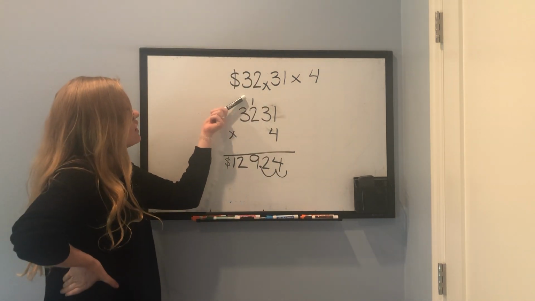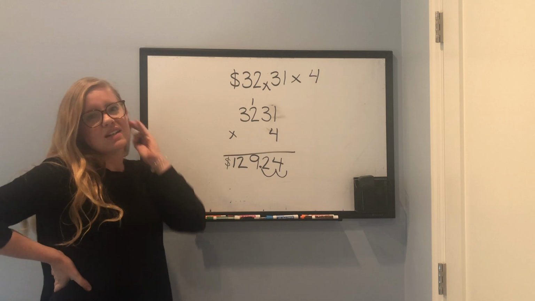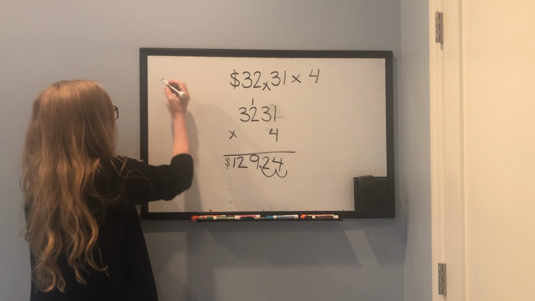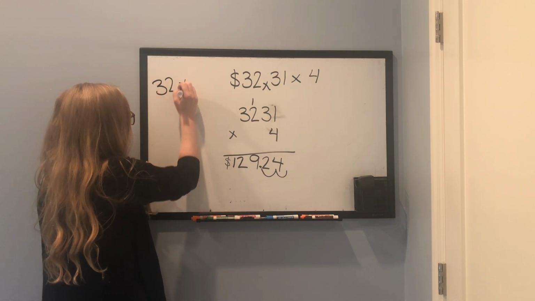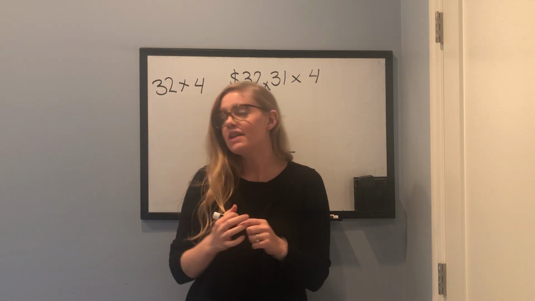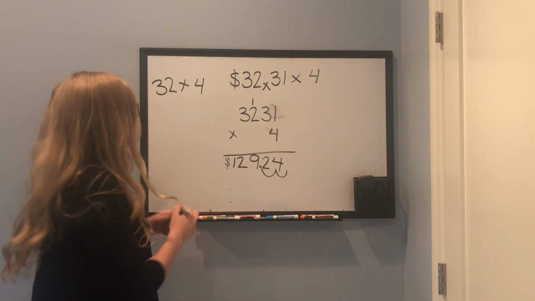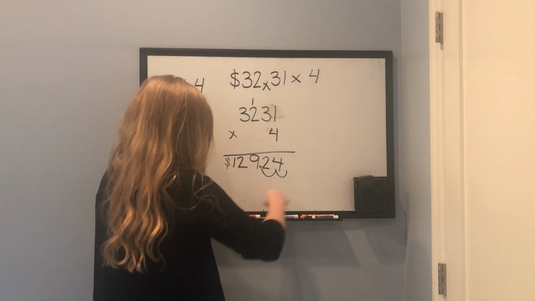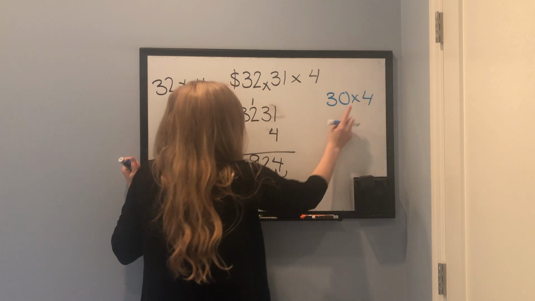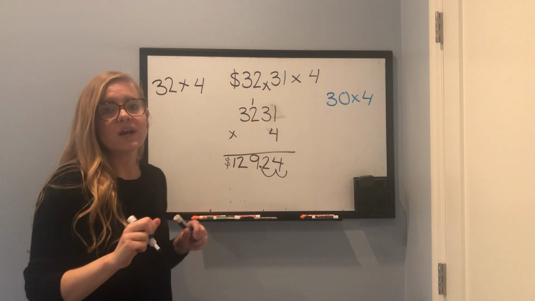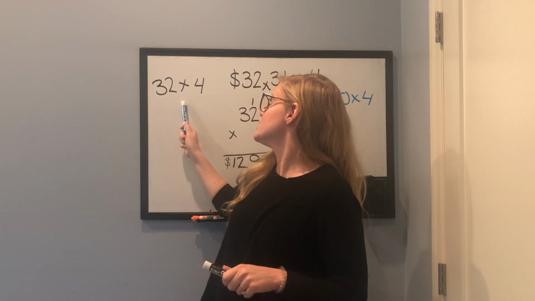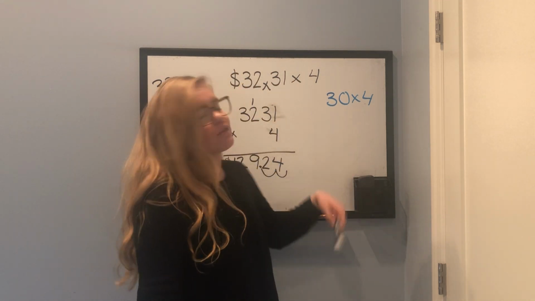Okay? Now, I'm going to set you guys up for some estimation. We're going to take $32.31 and we're going to round it down to $32. If you want to make it even easier on yourself when you're estimating, you can round to the nearest 10. So if you want to make it even easier, you can do 30 times 4, because 30 and 32 are pretty close.